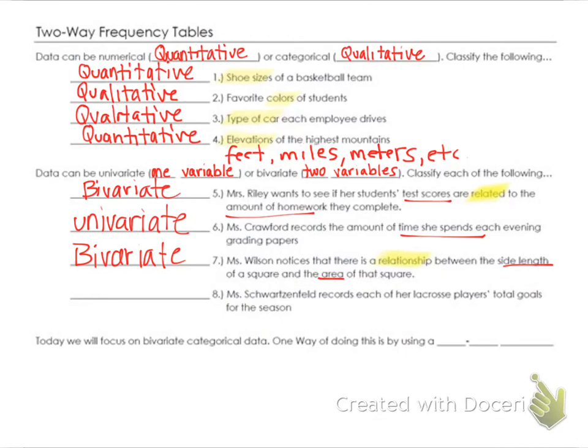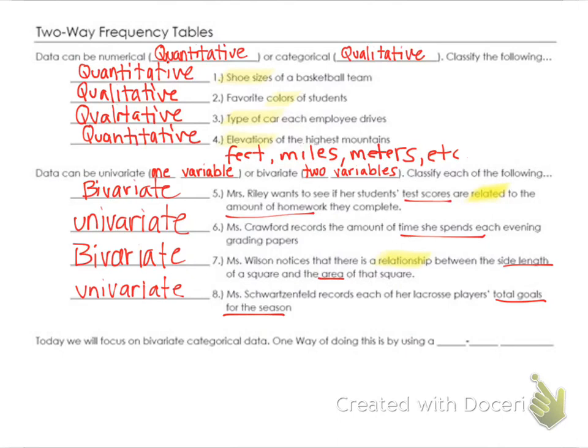And then finally, number 8, it says Ms. Schwarzenfeld records each of her lacrosse players' total goals for the season. So we are not comparing this to anything. We're not talking about how many practices they've attended versus how many goals they've scored. It's only the total goals for the entire season. So that would be univariate, because we are not comparing anything. We're not finding relationships.